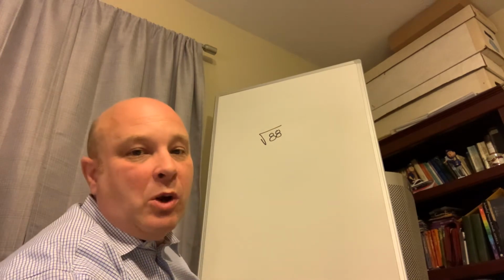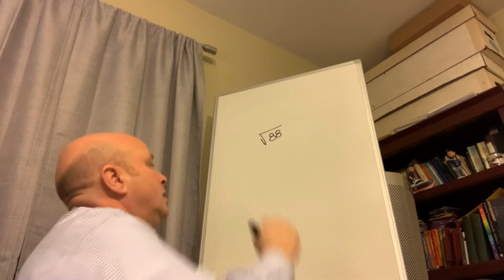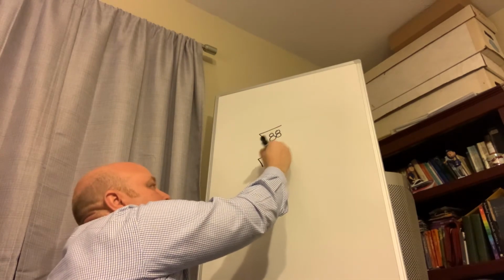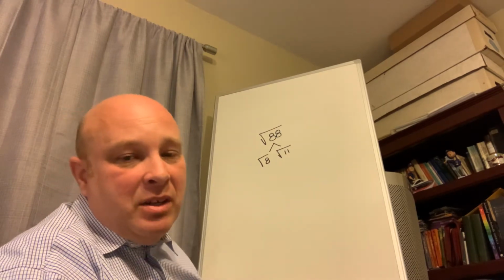What if I said the square root of 88? Okay? It's not a perfect square. I can say that it is the square root of 8 times the square root of 11. All right? 11 is a prime number.